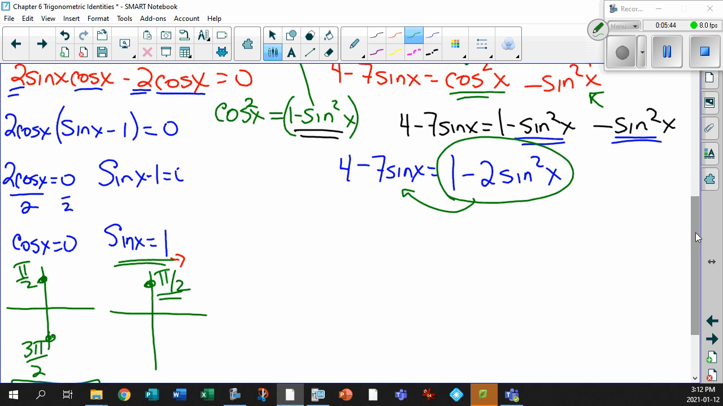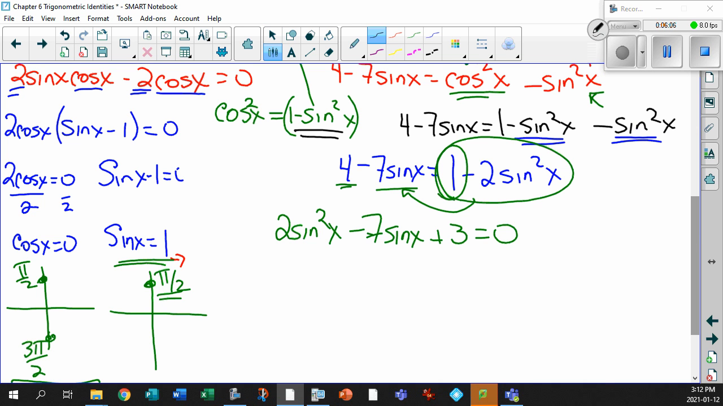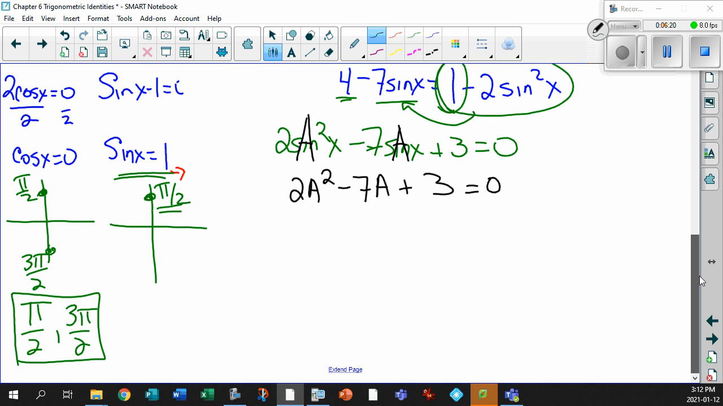So what do I have? I have a 2 sine squared x minus 7 sine x. Make that look like a 7. There it is. Okay. I have a 4. I'm bringing that 1 over, so now I have a plus 3 equals 0. Does that look familiar to you? I think it looks familiar because guess what? Put an A here. Put an A here. Look what you have. You have 2a squared minus 7a plus 3 equals 0. I see not only a trig function, but a trinomial that I can factor.